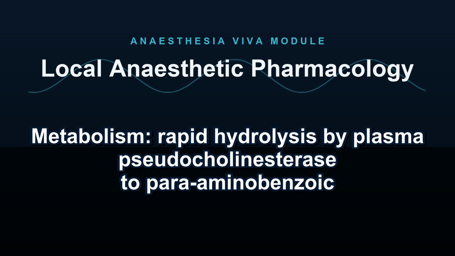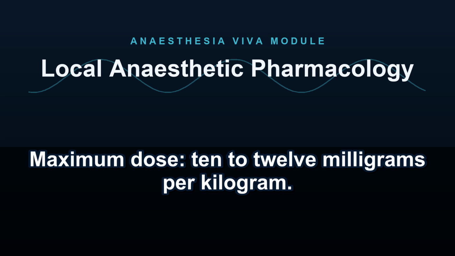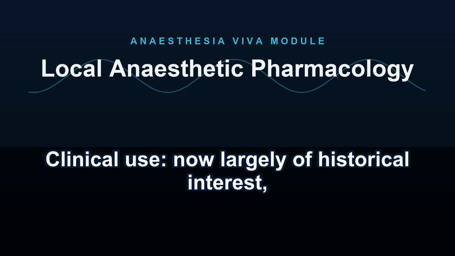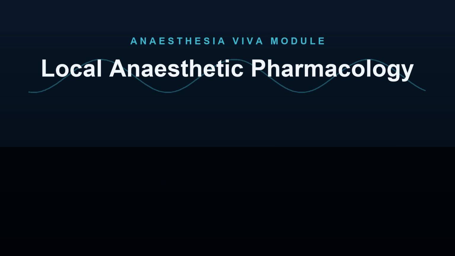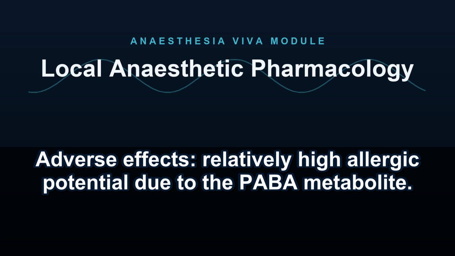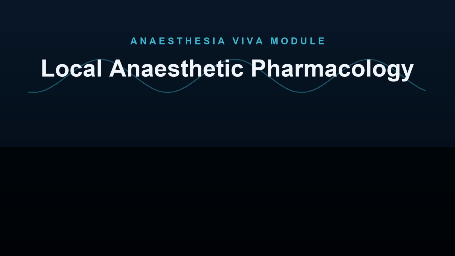Metabolism: rapid hydrolysis by plasma pseudocholinesterase to para-aminobenzoic acid. Maximum dose: 10 to 12 mg per kilogram. Clinical use: now largely of historical interest, occasionally used for infiltration. Superseded by lidocaine in essentially all applications. Adverse effects: relatively high allergic potential due to the PABA metabolite.